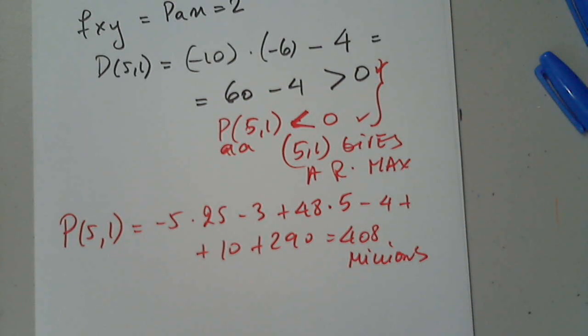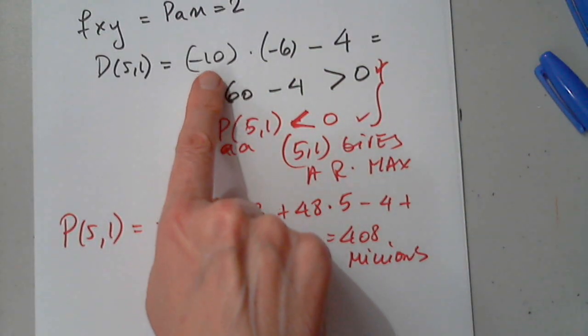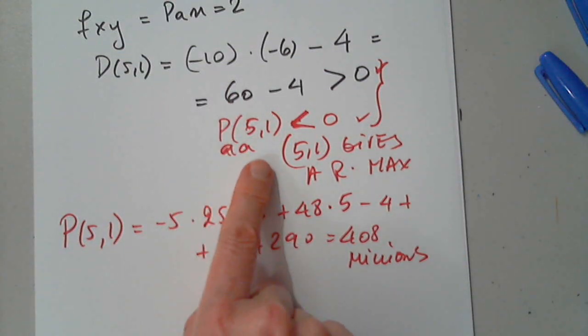One question. Yes. I'm sorry, I guess I missed it. Why is 60 minus 4 greater than 0, and then P5, 1 is less than 0? I didn't get that part. This is P A A at 5, 1.